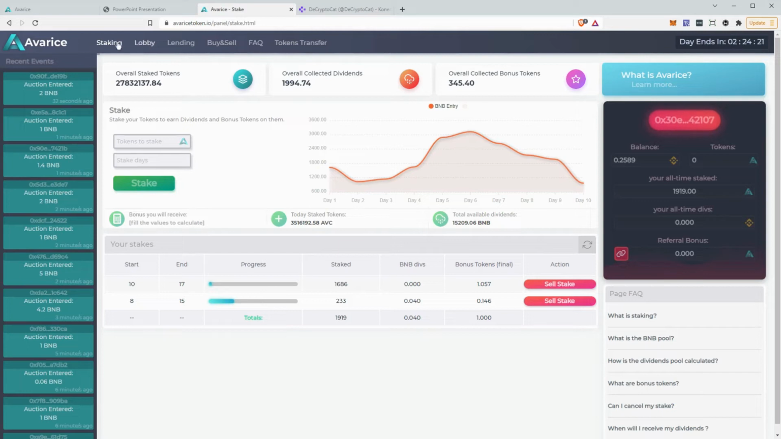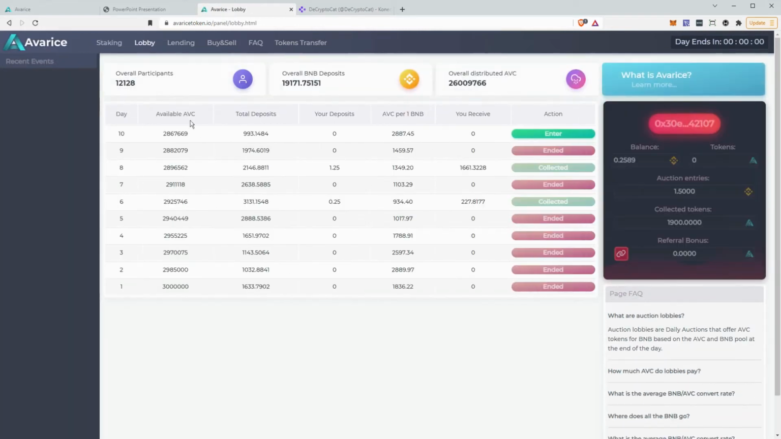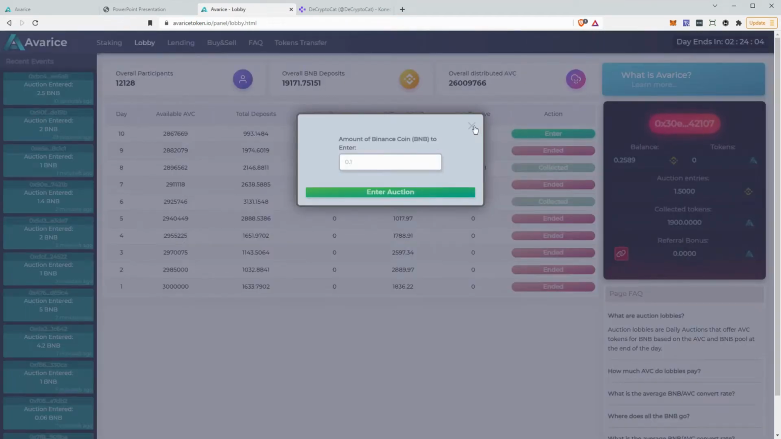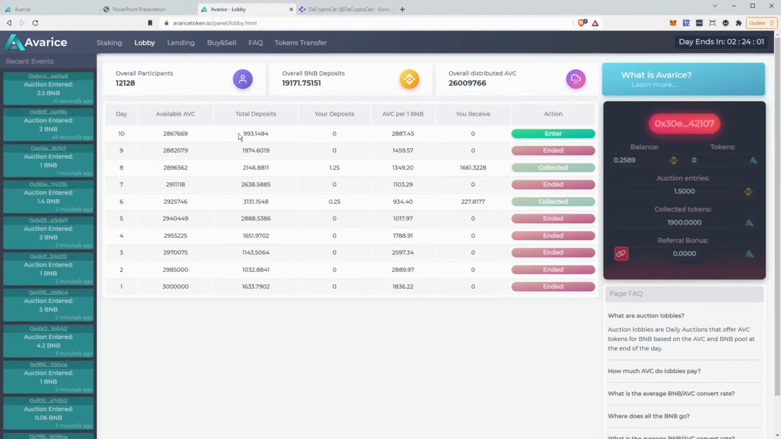They should really switch these links so that lobby is first, because lobby is the first place you're going to want to go. This is the daily record of each auction that goes on. There's one auction per day. And basically how it works is you enter the amount of BNB that you want to put into the auction, and that gives you a relative amount of AVC tokens based on how many total deposits there are in that day.